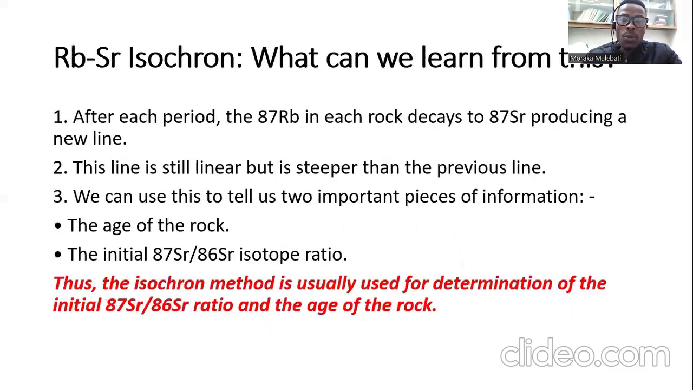Okay, so what can we learn from this isochron? After each period, the rubidium-87 in each rock decays to strontium-87, producing a new line. Rubidium-87 is radioactive. It's the one that decays into a new thing, which is strontium-87, which is radiogenic. And this line is still linear, but steeper than the previous line.